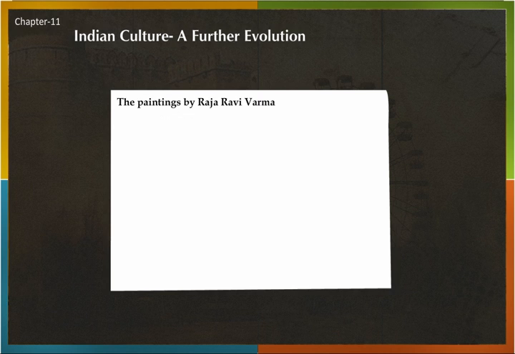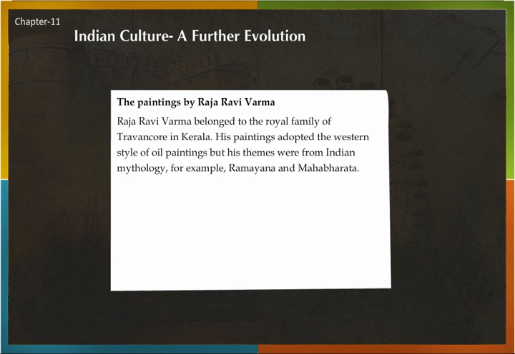The paintings by Raja Ravi Verma. Raja Ravi Verma belonged to the royal family of Travancore in Kerala. His paintings adopted the Western style of oil paintings, but his themes were from Indian mythology, for example, Ramayana and Mahabharata.